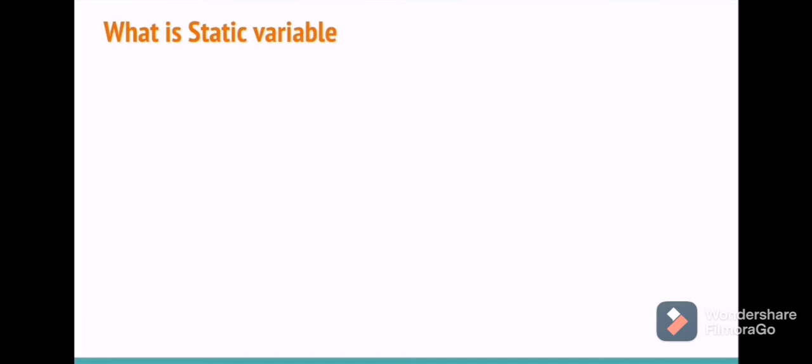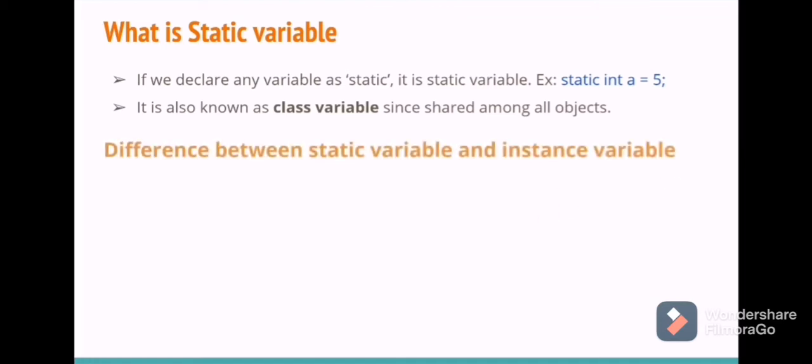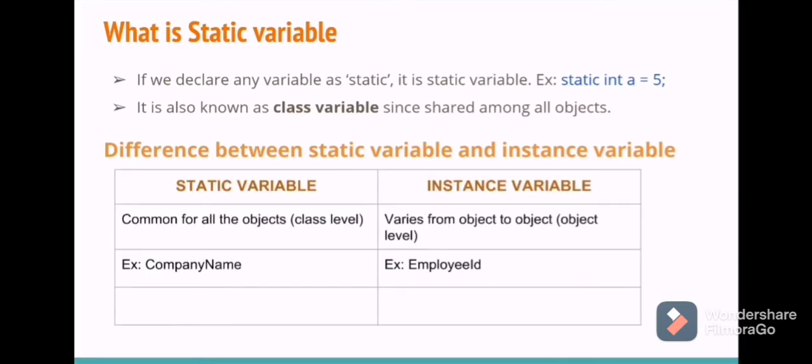What is static variable? If static keyword is added before any variable, then it is static variable. Example, static int a = 5. It is also known as class level variable since it is shared among all the objects. Now let's see the difference between static variable and instance variable. Static variable is class level, that is it is common for all the objects, whereas instance variable will be varying from object to object. So it is object level.